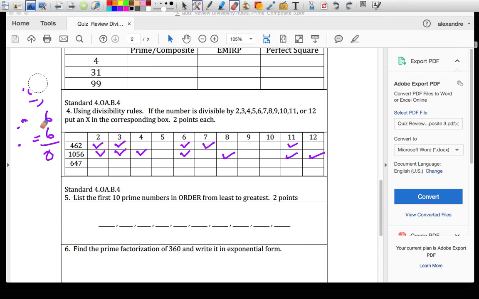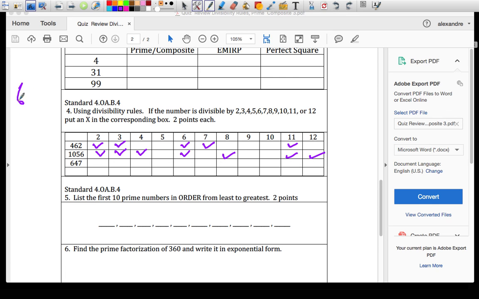647, okay, I know this is a little bit long. 647, not even, not going to work. For 3, 6 plus 4 is 10, plus 7, it's not going to work for 3 as well. Not going to work for 2 because it's not even. 4, no way because it ends in 7, and the last two digits are not divisible by 4. 5 is a no, 6 is a no.